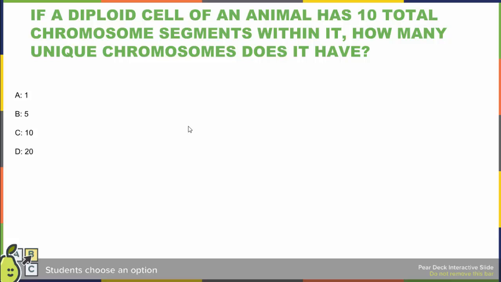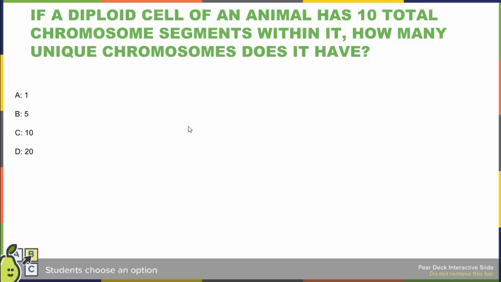Diploid means that a cell is going to have two copies of each chromosome. So if this animal has 10 segments, but we know it's diploid, that means it's only going to have 5 unique chromosomes because it has two copies of each. So 5 times 2 copies of each would be the 10 chromosome segments that it has. So this would be B, 5. In total, there are 10 chromosomes. It's just that only 5 of them are unique.